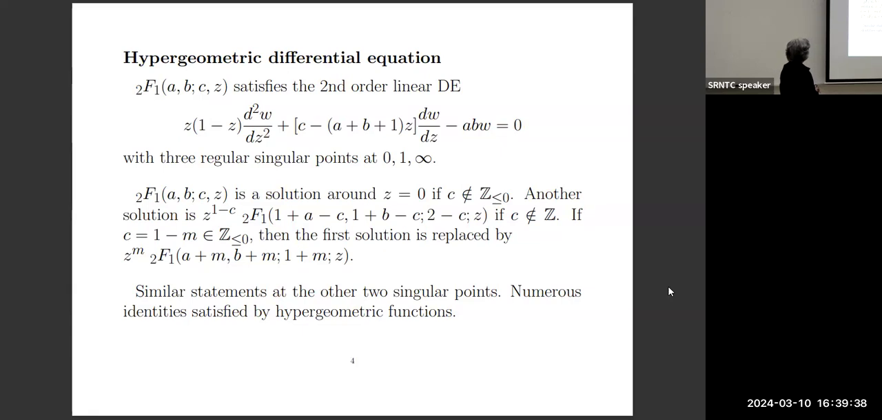And this equation has regular singular points at 0, 1, and infinity. And the original function 2F1(A, B; C) is a solution at z equal to 0. And then there are lots of relations among the hypergeometric functions.